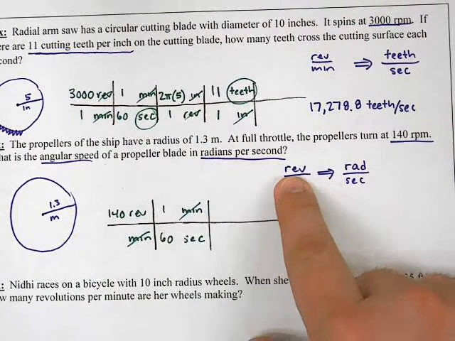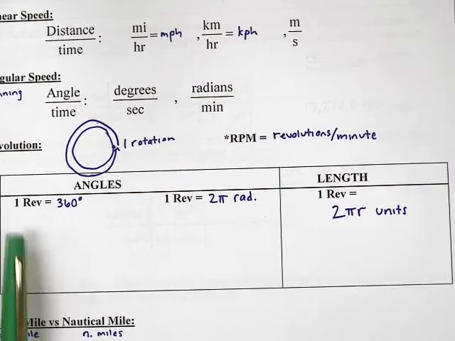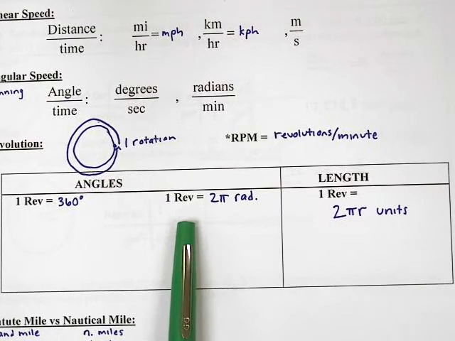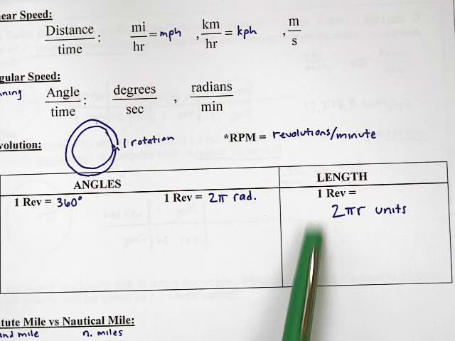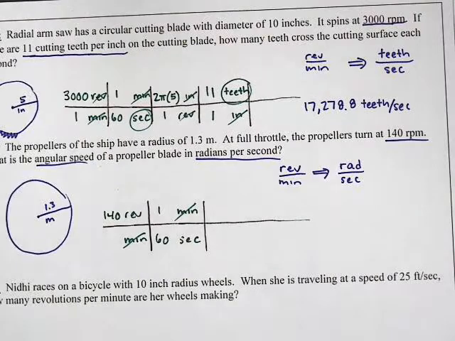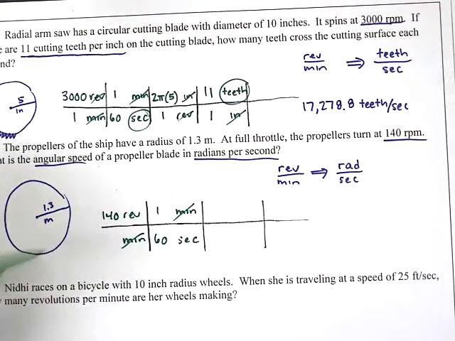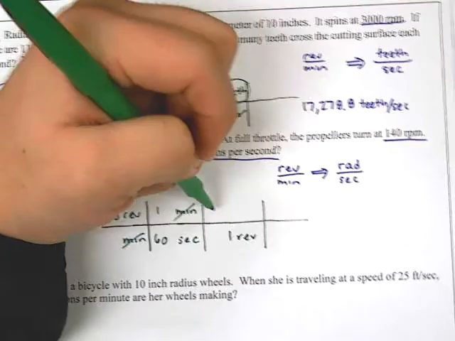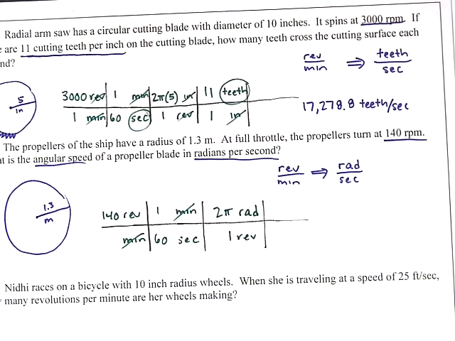Revolutions to radians. I'm going to go back to the first page actually for a second. We're trying to get into radians, so where is that? Oh, it's right here. 1 revolution is 2 pi radians. So I'm not even concerned with length right now. I don't need 2 pi r. I just need 2 pi. So, this one's actually even easier. I have 1 rev, and there are 2 pi radians in 1 revolution.